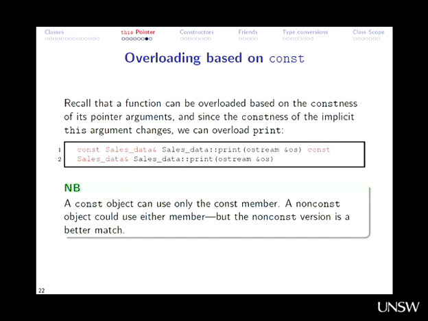And again, it comes back to a const object can only use the const member function. A non-const object can use either, but in general, the non-const version is a better match. So that's one solution to our problem. We just have 2 print methods, and the compiler works it out for us, and that previous code didn't work, now works. That might be one solution to your problem.